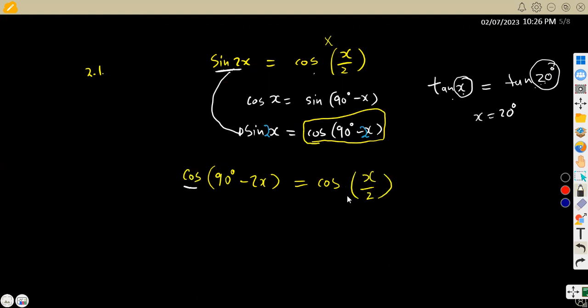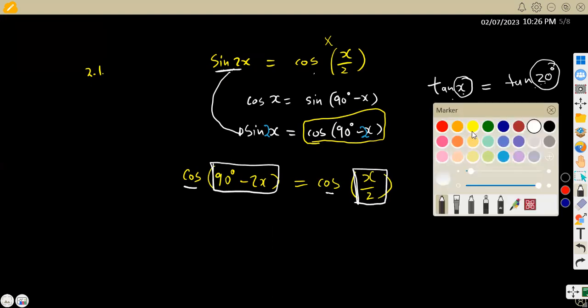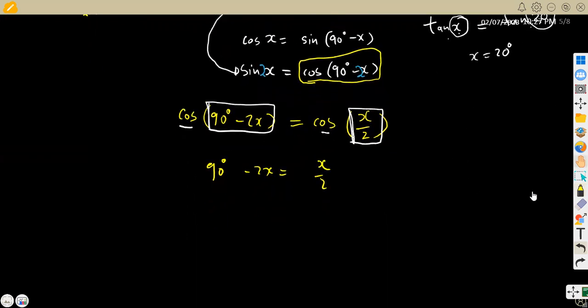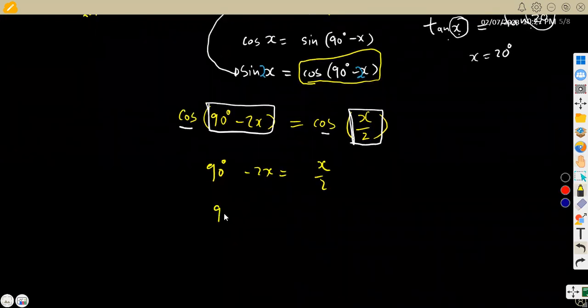This is cos and this is cos. So we are going to equate what is affected by cos here to what is affected by cos on the other side. That is the advantage of writing these two. If it was sine, you would do the same, but here we managed to change to cos. So that's 90 degrees minus 2x is equivalent to x over 2. That's an equation that you are now going to solve. A normal equation, just transpose.